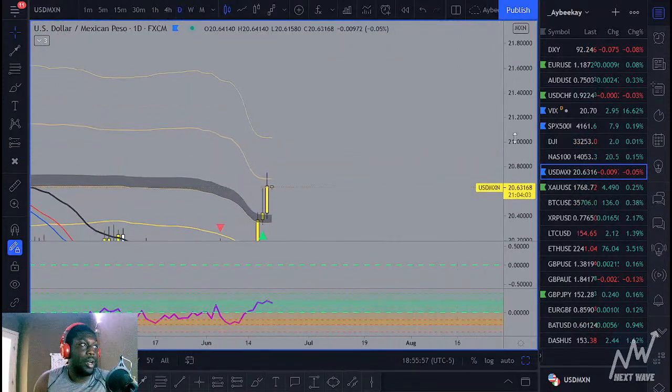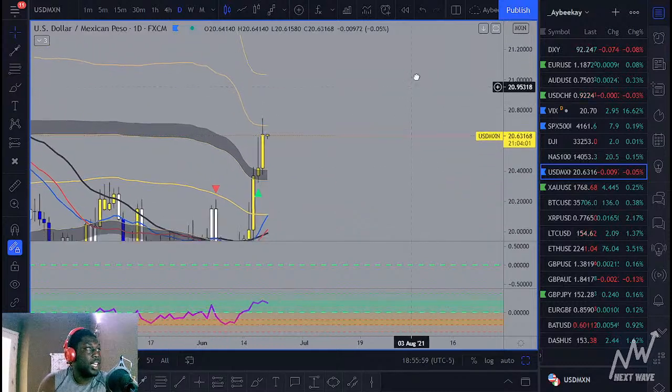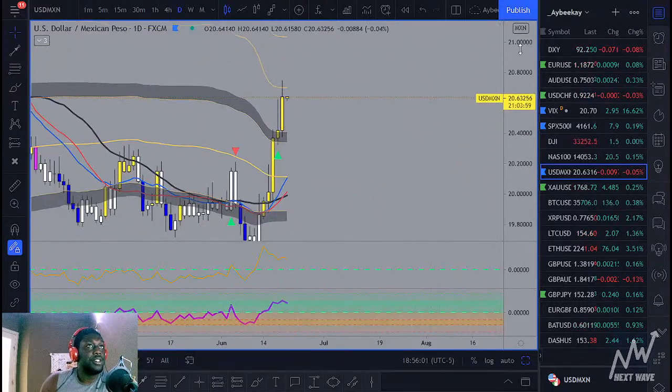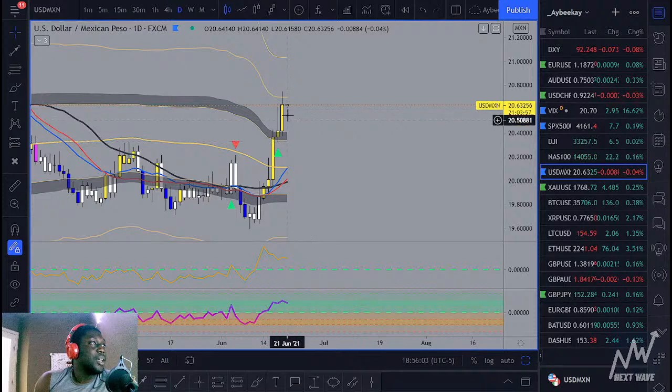And then I would probably have to find a different approach to getting into a long-term buy on USD Mexican. And same thing with this. This has already hit the second deviation right here. I'm good. I'm not going to try to trade it.